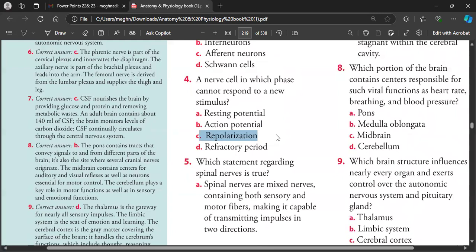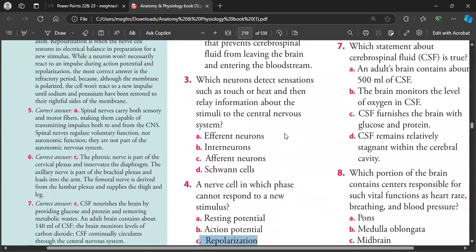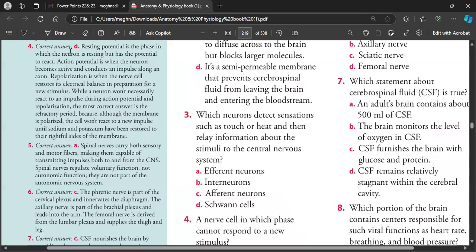So may I ask you why you think the repolarization phase? You already saw the answer? That's good. Resting, action potential. Say, okay. Let me tell you something. Just give me 1 minute.